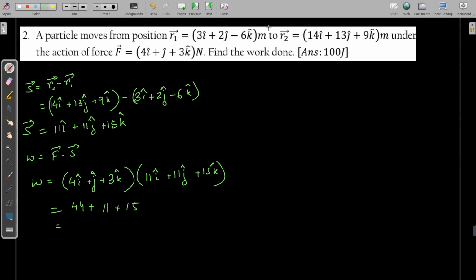It's fine. So we are getting here R2 minus R1, 14 minus 3, 11. And this is how much? 45. So we are getting how much? 44 plus 11, that is, this is 55 plus 45, 100 joule. Okay.